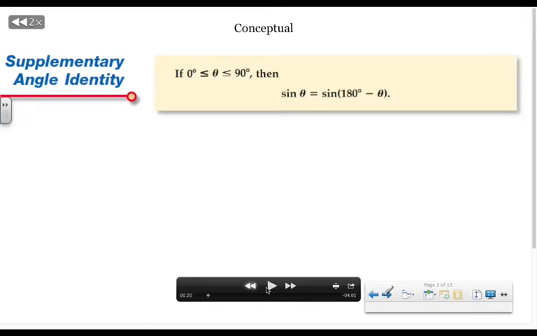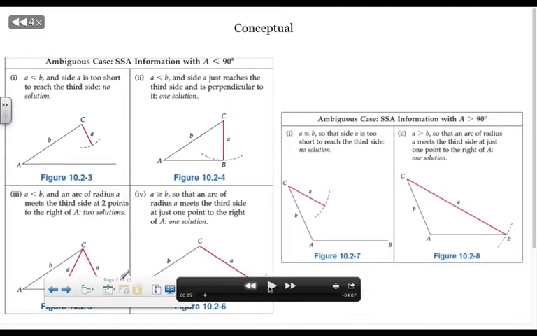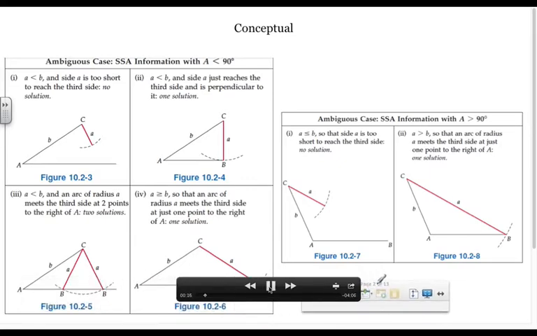Hold on, I need to go back and look at this stuff. Alright, so, okay, hang on, I want to move that thing out of the way. I'm going to pause the video.